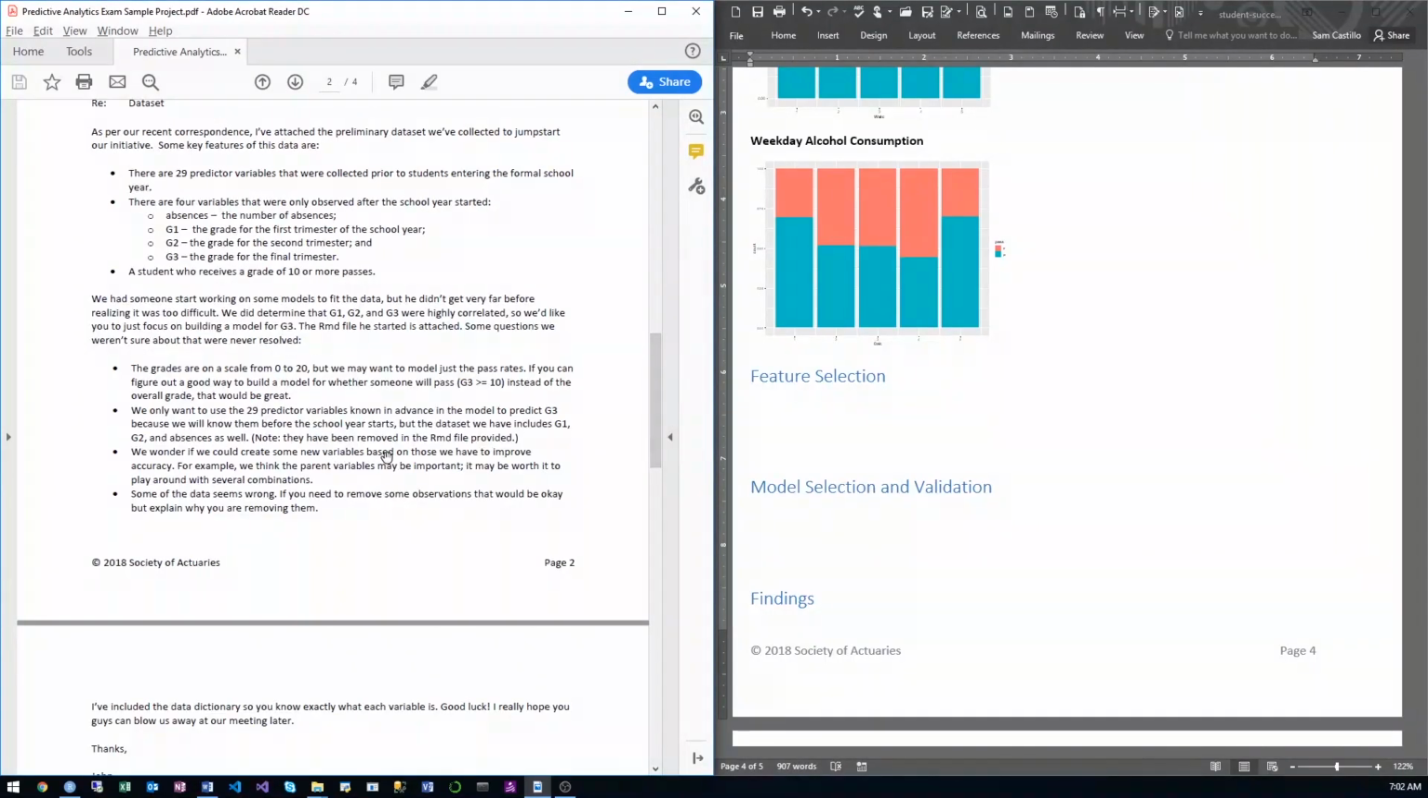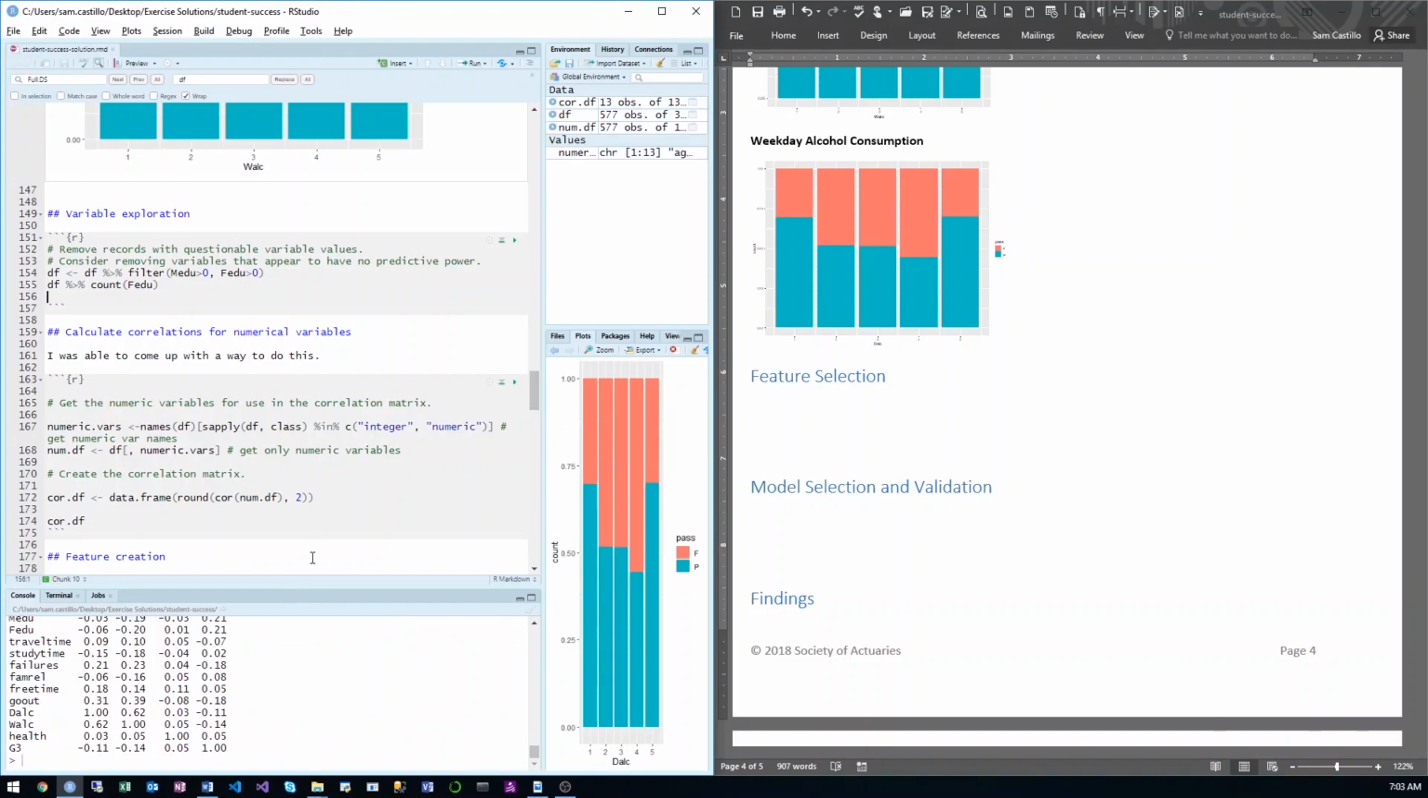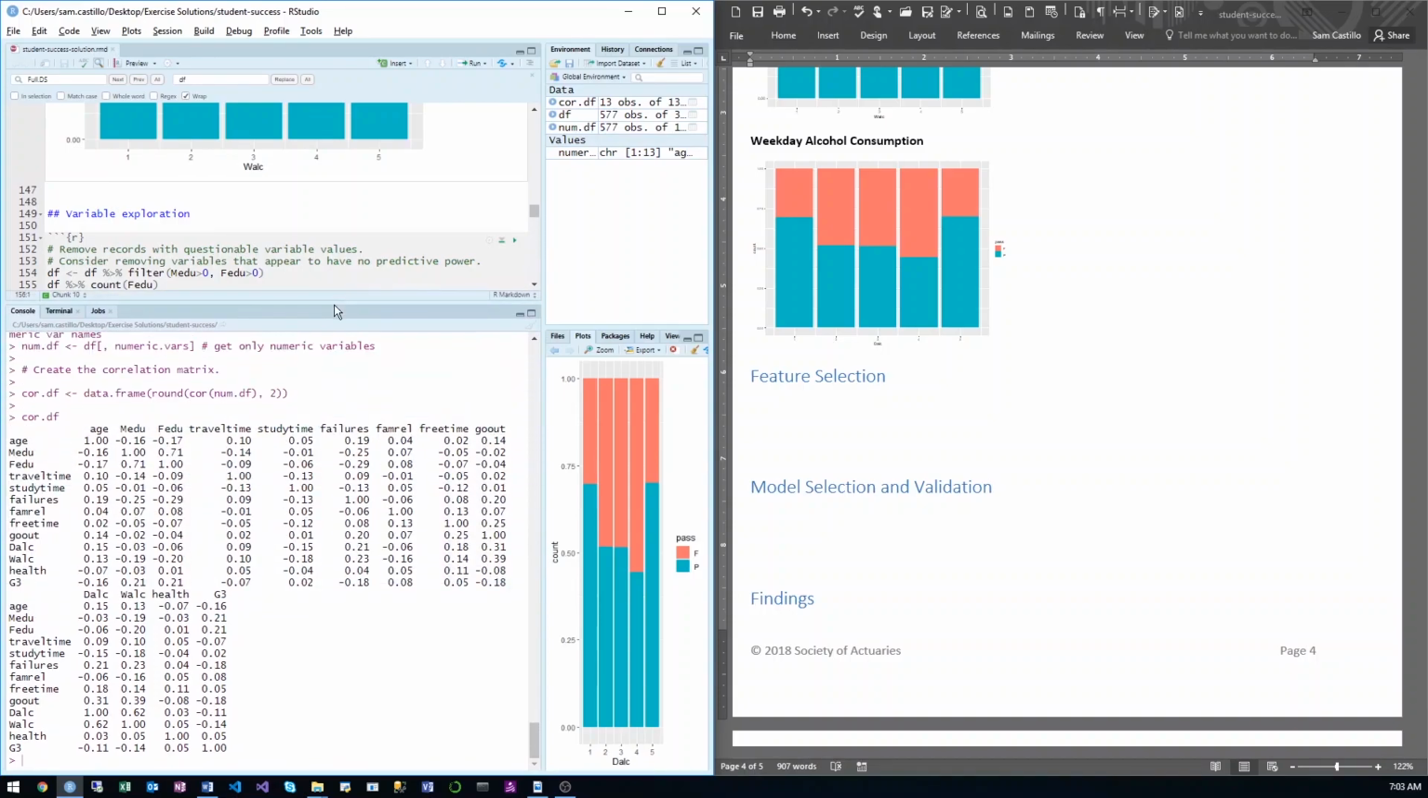We wonder if we could create some new variables based on those we have to improve accuracy. For example, we think that parent variables may be important. It might be worth playing around with several combinations. It might be. So when they say it might be, it means that it is. Calculate correlations to numeric variables. So here's a correlation matrix.